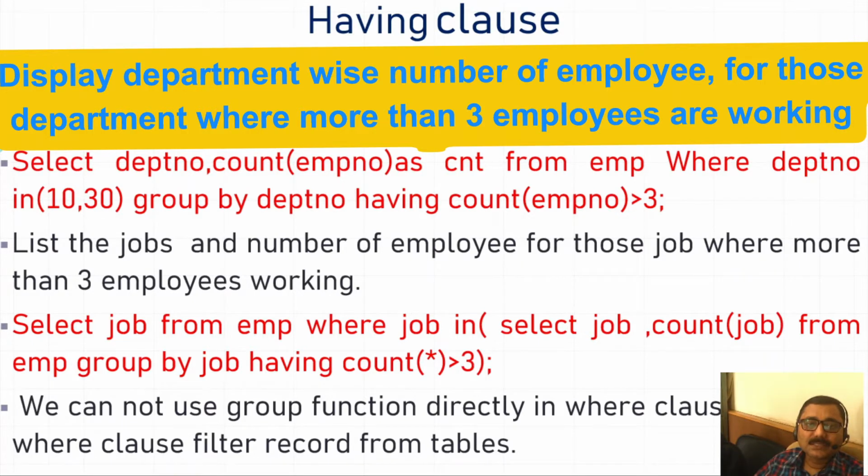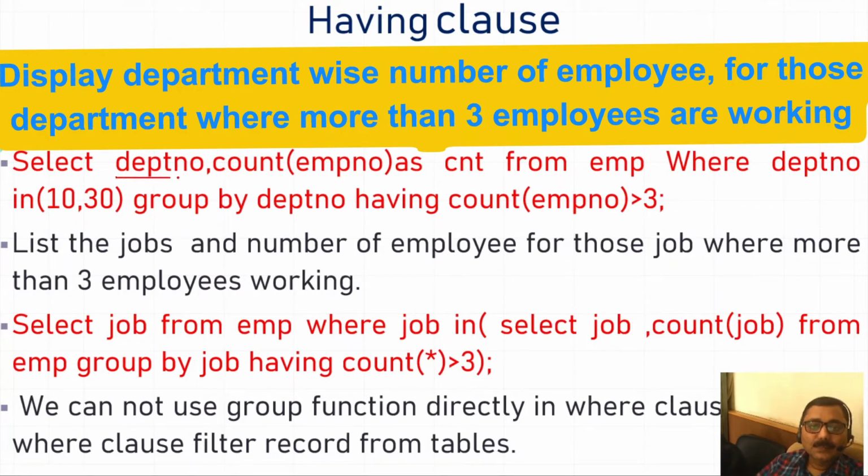See, the question says display department number and number of employees working for those departments where more than 3 employees are working. Means first of all we need to group data or records based on department. Once this grouping is done, beyond that we'll try to filter output based on if number of employees is more than 3. Only that record will go in the output. See it here.